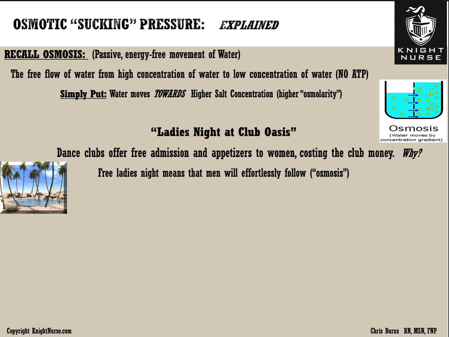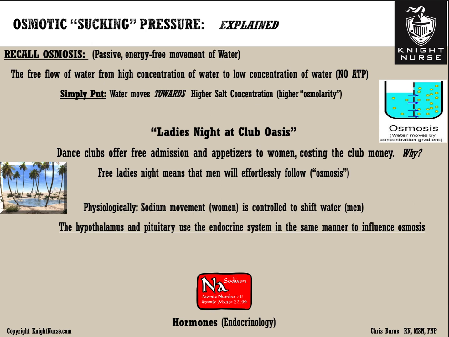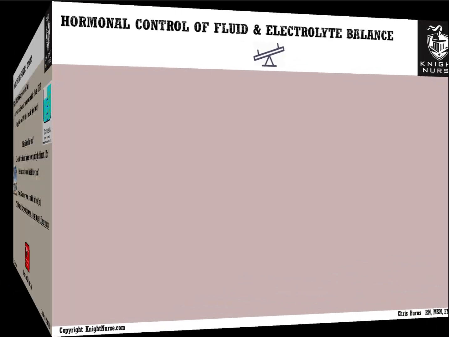This is osmosis. Well, our body uses this physiologically. It moves sodium to control the movement of water. Wherever sodium goes, water will follow. Wherever sodium isn't, water will leave, just like how many ladies are in the club. So the hypothalamus and pituitary will use the endocrine system in the same manner to use sodium and other factors to influence osmosis and put water where it needs to be. Sometimes it goes bad. What is this hormonal control of fluid and electrolytes?